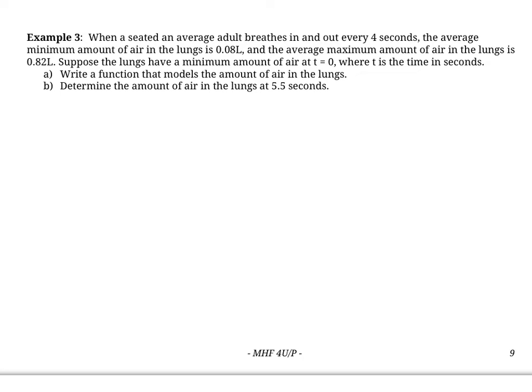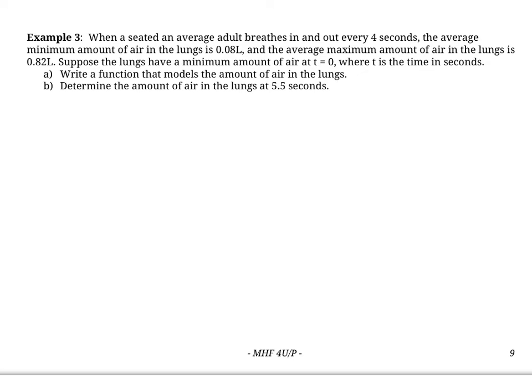It says when seated, an average adult breathes in and out every 4 seconds. The average minimum of air in the lungs is 0.08 liters, and the maximum amount on average in the lungs is 0.82 liters. So if they're doing this over and over and over again every 4 seconds, this is going to give us a periodic graph.